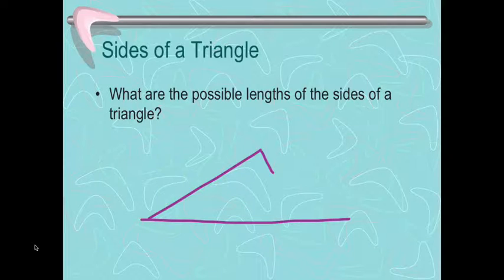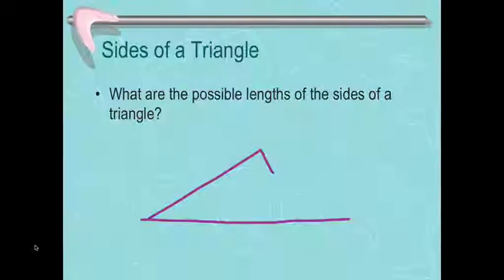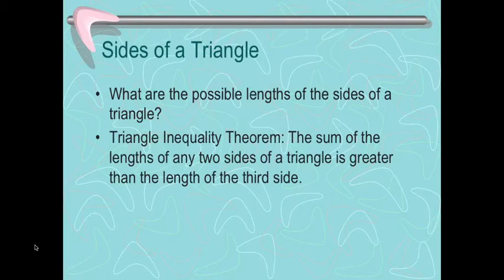So there are some lengths of segments that would not make a triangle. There are specific lengths of sides to make a triangle. You have a theorem that tells you, and it's called the triangle inequality theorem. The sum of the lengths of any two sides of a triangle is greater than the length of the third side. I'm going to read that again. The sum of the lengths of any two sides of a triangle is greater than the length of the third side.